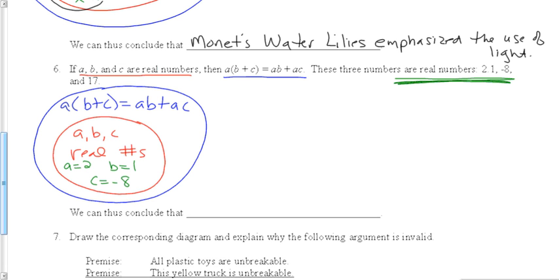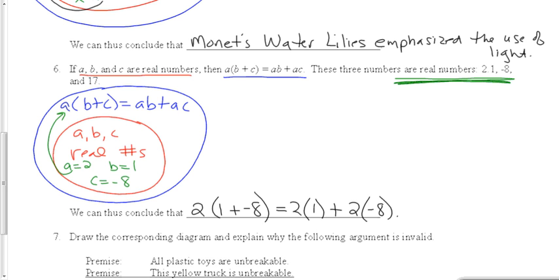So once I know that, then I can write my conclusion, which is this distributive property, basically. So I need to fill in my A. A is 2, parenthesis, B, which is 1, plus C, which is -8, close the parenthesis, equals A, which is 2, times B, which is 1, plus A, which is 2, times C, which is negative 8. So here's our conclusion for number 6. Again, if you need to pause the video to write that down, pause the video now, please.